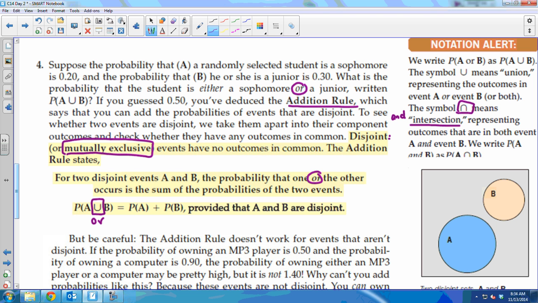The book gives an example that if you know the probability of owning an MP3 player and you know the probability of owning a TV or a computer, those are not disjoint events. You can own an MP3 player and a TV and a computer. So you would not be able to just add probabilities that way. When you start doing those things, you generally end up getting probabilities over 1.